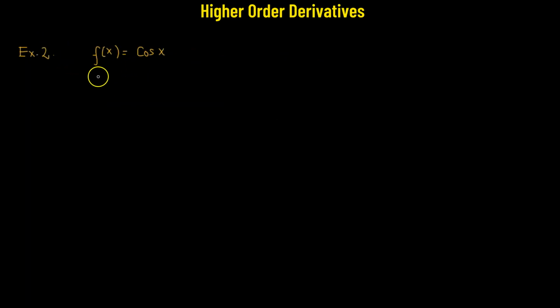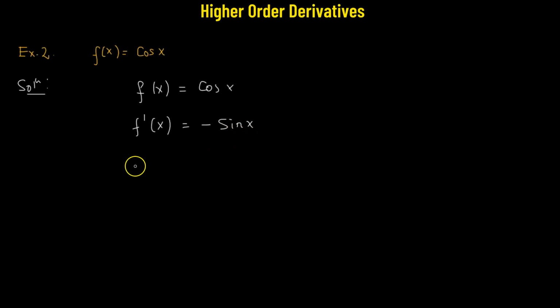So we have our cosine function. Let's take the first 4 derivatives. So we have f of x is equal to cosine of x. Then the first derivative of f of x will be the derivative of the cosine function, which is negative sine x. Then the second derivative will be the derivative of negative sine x, so the derivative of sine of x, with the negative sign, will give us negative cosine of x.